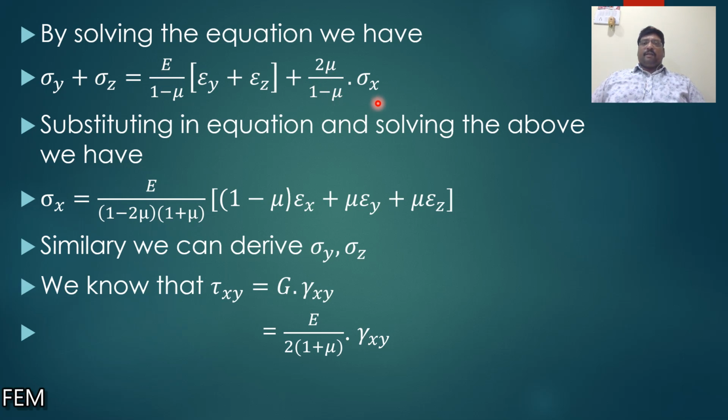By substituting the epsilon y plus epsilon z function into this equation, finally I have sigma x as E by 1 minus 2 mu into 1 plus mu into 1 minus mu into epsilon x plus mu into epsilon y plus mu into epsilon z. This is the stress and strain equation for a three-dimensional body in the x direction. Similarly, I can derive sigma y and sigma z. To determine sigma y and sigma z, I have to consider the other strain functions.